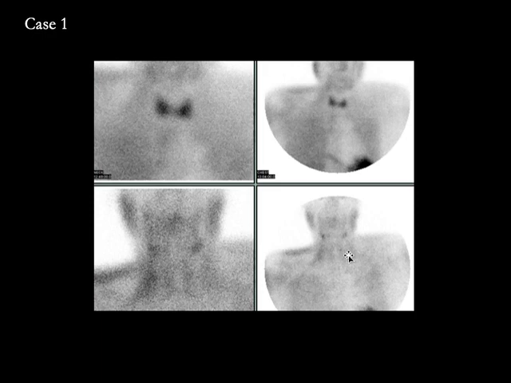So this is how a negative parathyroid scan would look like, where you would call this as no evidence of a parathyroid adenoma.